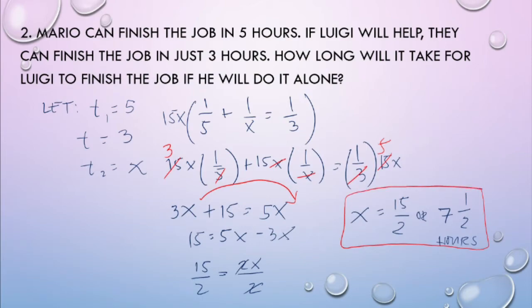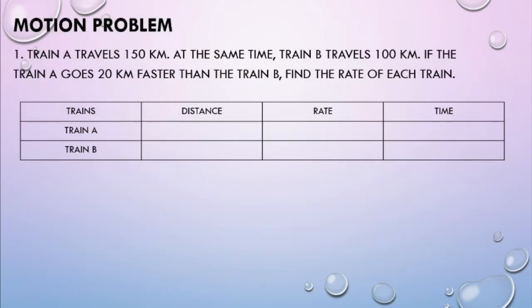Okay? So next, let's have the motion problem, or the speed, distance, and rate. Train A travels 150 km. At the same time, train B travels 100 kilometers. If train A goes 20 kilometers faster than train B, find the rate of each train.